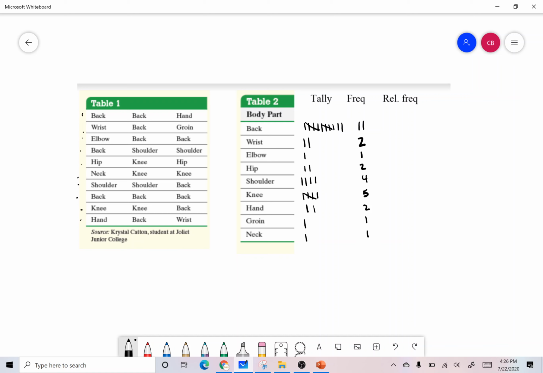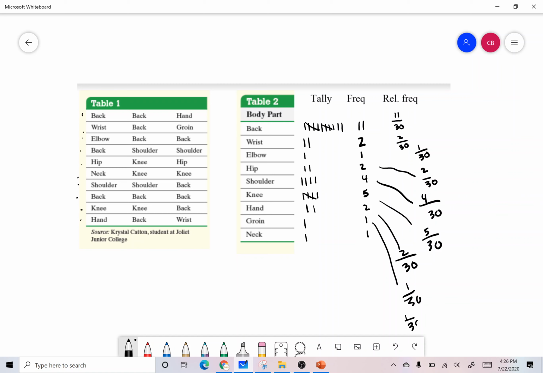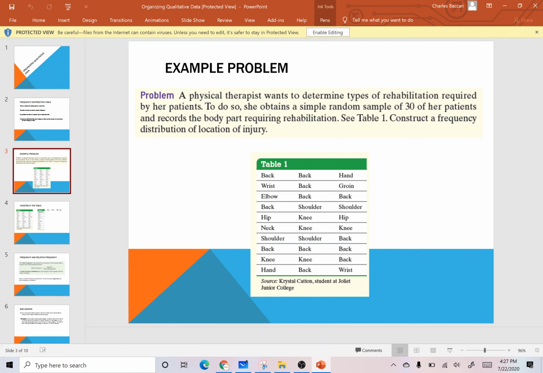1 and 1. Relative frequency here is going to be 11 out of 30, 2 out of 30, 1 out of 30, 2 out of 30, 4 out of 30, and I'm just kind of doing this, sorry, I'm running out of space, 5 out of 30, 2 out of 30, 1 out of 30, and 1 out of 30. Okay, so we've got them all, and that would be our relative frequency table. Obviously, I'd need more space. I typically do this in class on a whiteboard, so I do have more space, but you can see how it's done. So moving on.